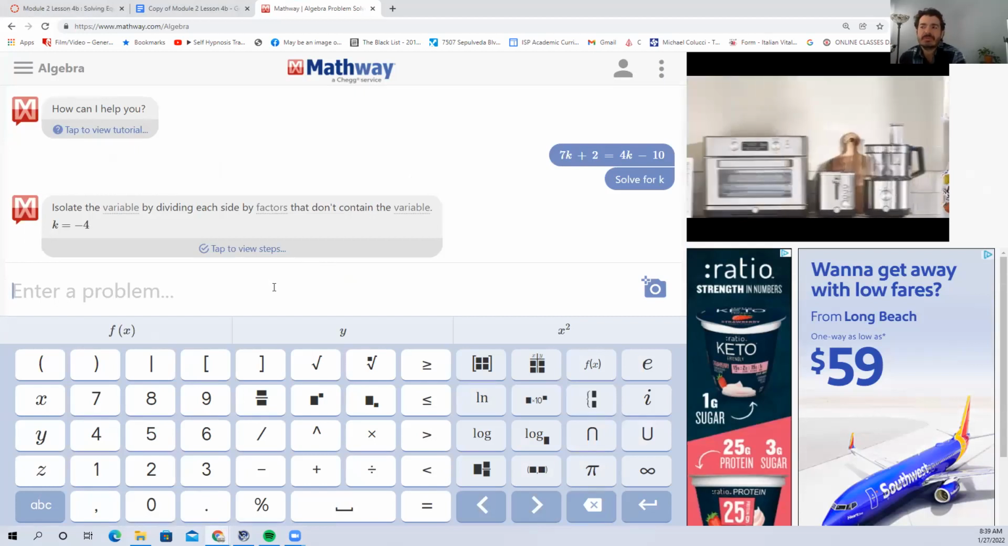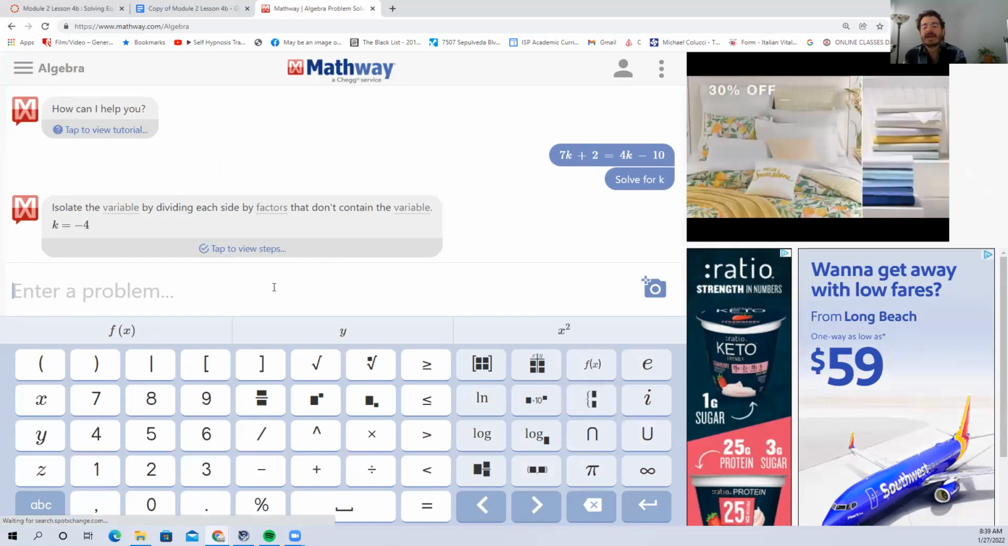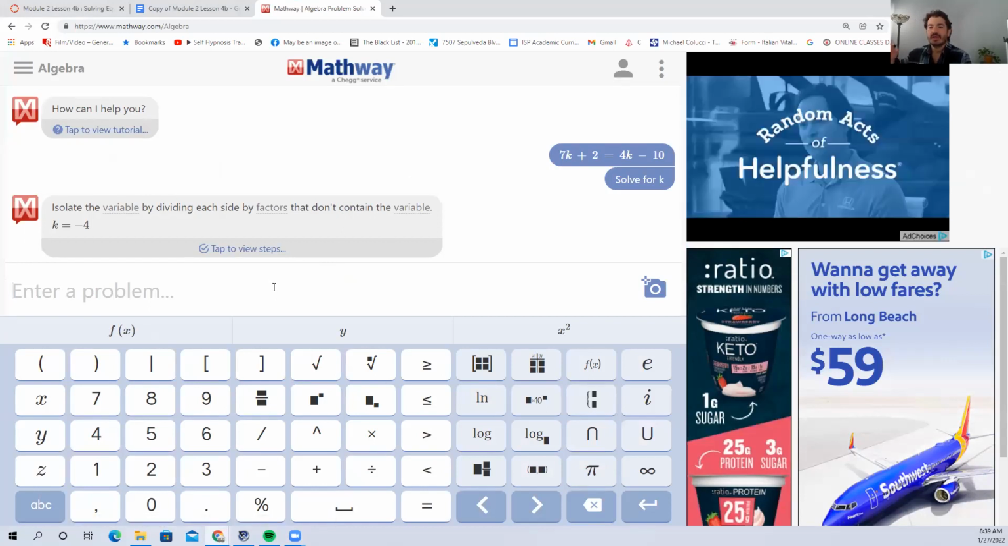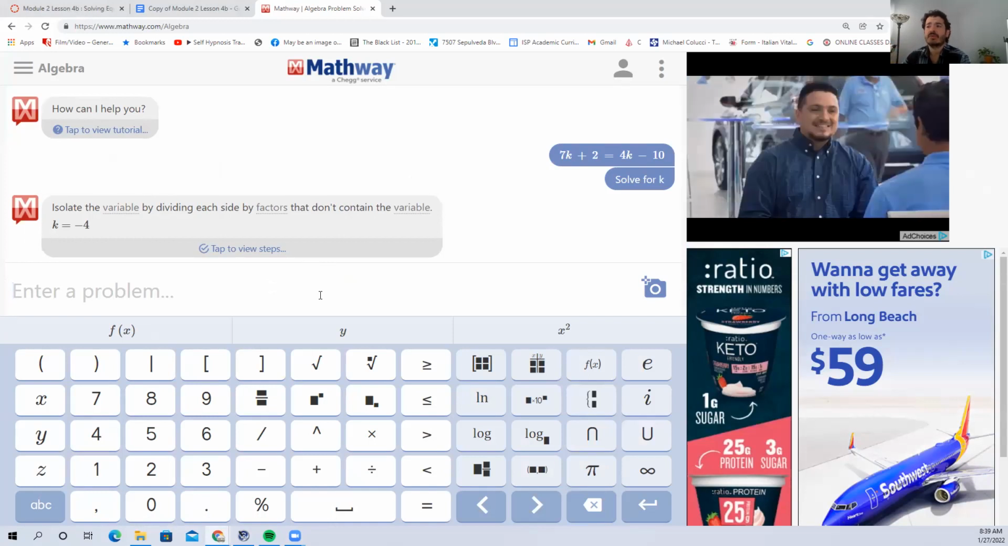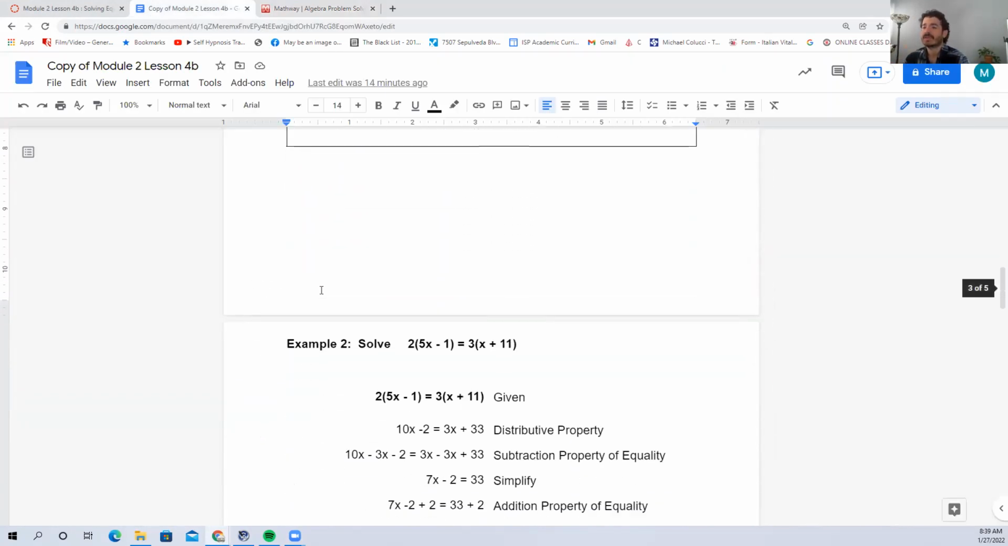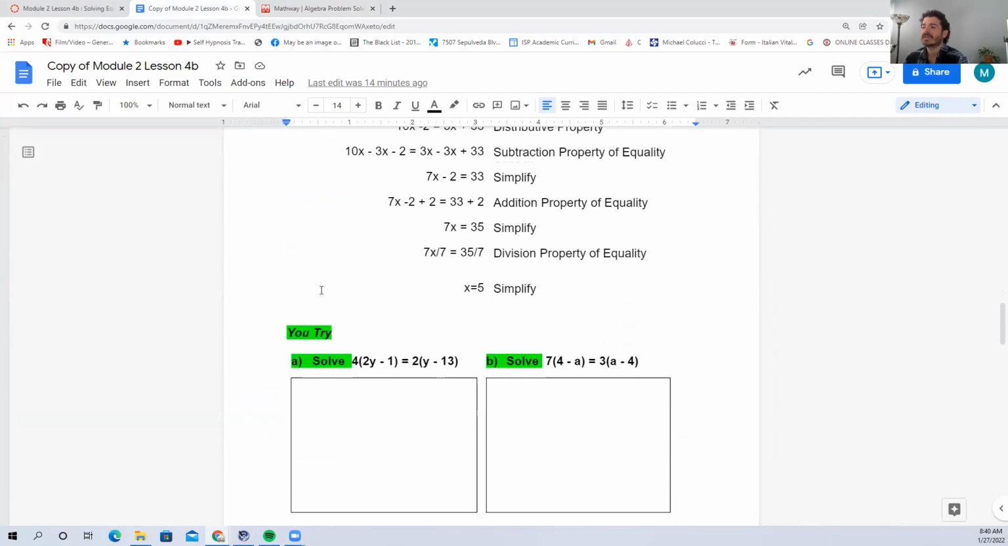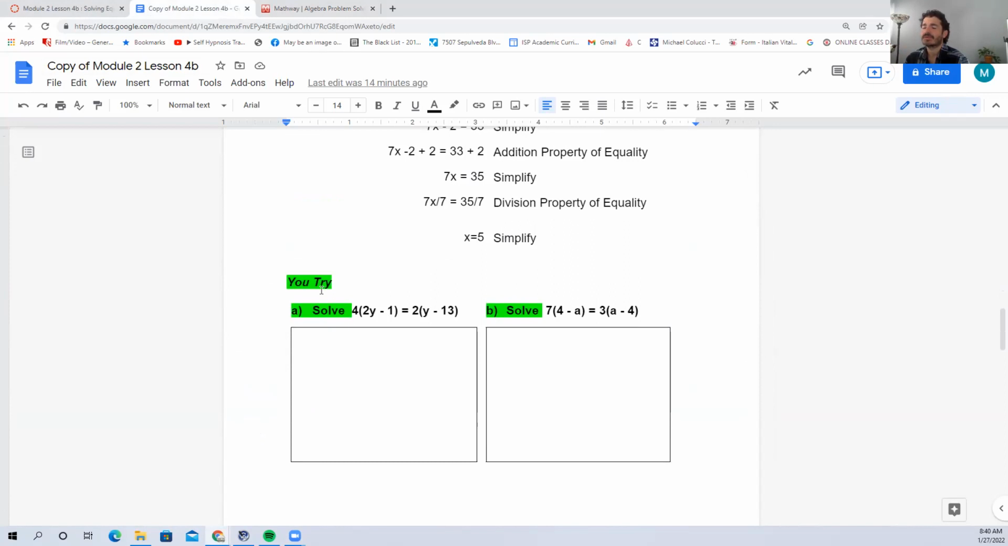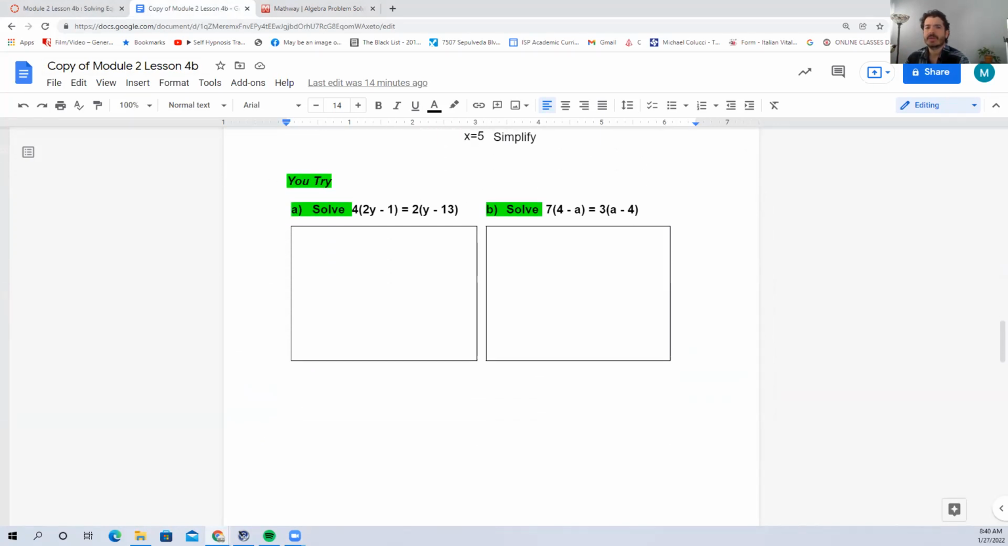I do want you, I think there's a value to knowing how to do this yourself and seeing how these things move. But at the very least, you can check your answer with Mathway, and also be familiar with that application, because there are lots of opportunities to use it in the future for things that are much more complicated, and it'll save you a lot of time. Okay, so all right, so lots of ways to do this.